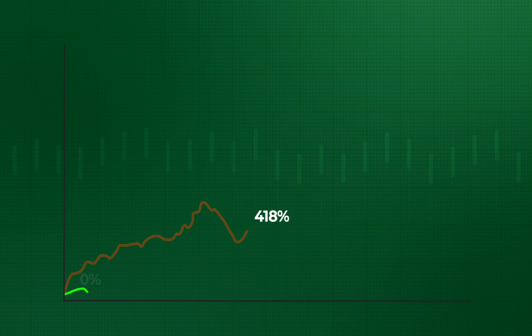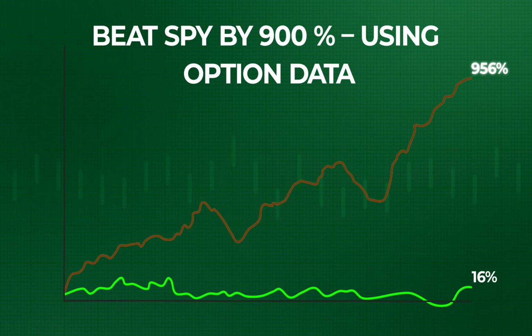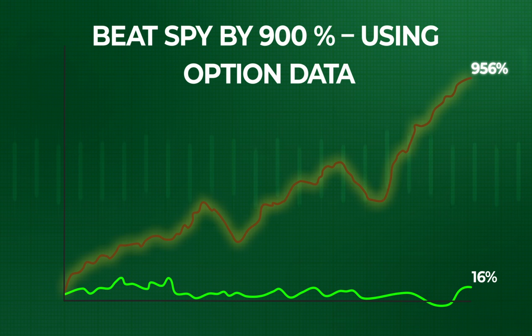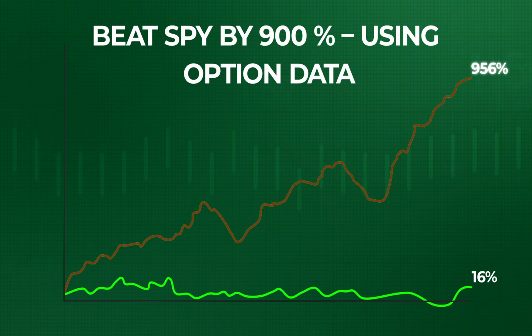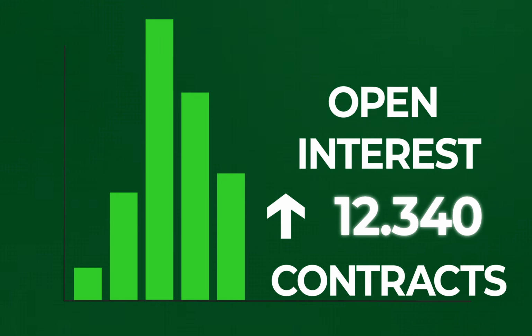What if we told you that one simple data signal beat the S&P 500 by more than 900% last year, and that you can see the signal before the move happens, not on a chart, not in the news, but inside the options market, where real money is placed? That's because the options market aggregates the opinions and the money of thousands of traders who are already positioning for what they believe will happen next.